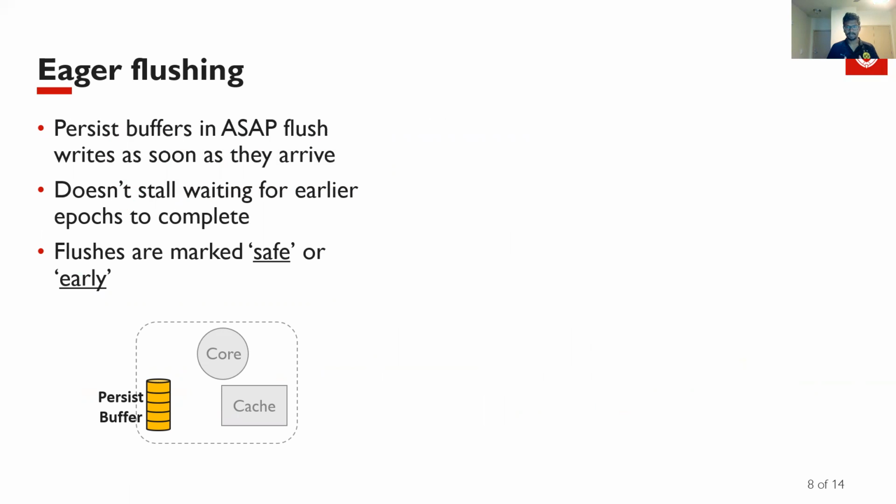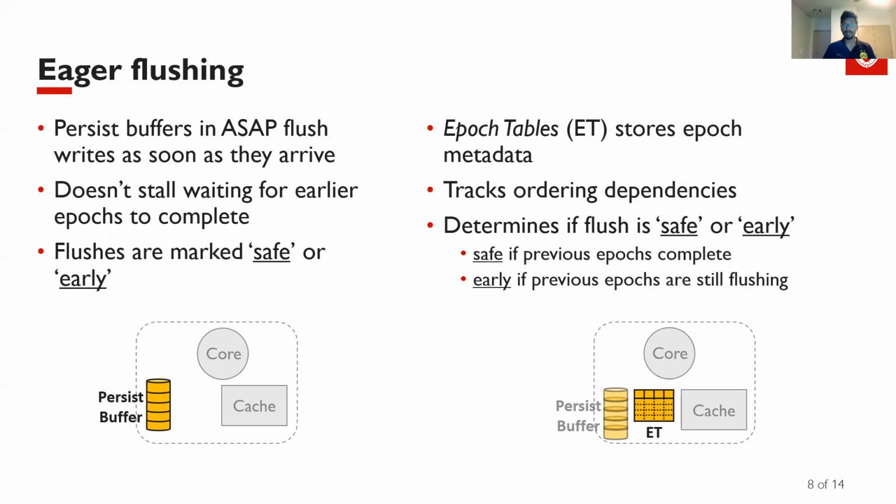Unlike prior designs, the persist buffer in ASAP flushes writes eagerly, almost immediately, without waiting for earlier epochs to complete. The flushes are, however, differentiated as safe or early. How does it do that? ASAP uses another hardware structure called the epoch table to store metadata of ongoing epochs. This table tracks ordering dependencies, including those that arise across threads. It helps the persist buffer mark flushes as safe or early based on the status of earlier epochs.